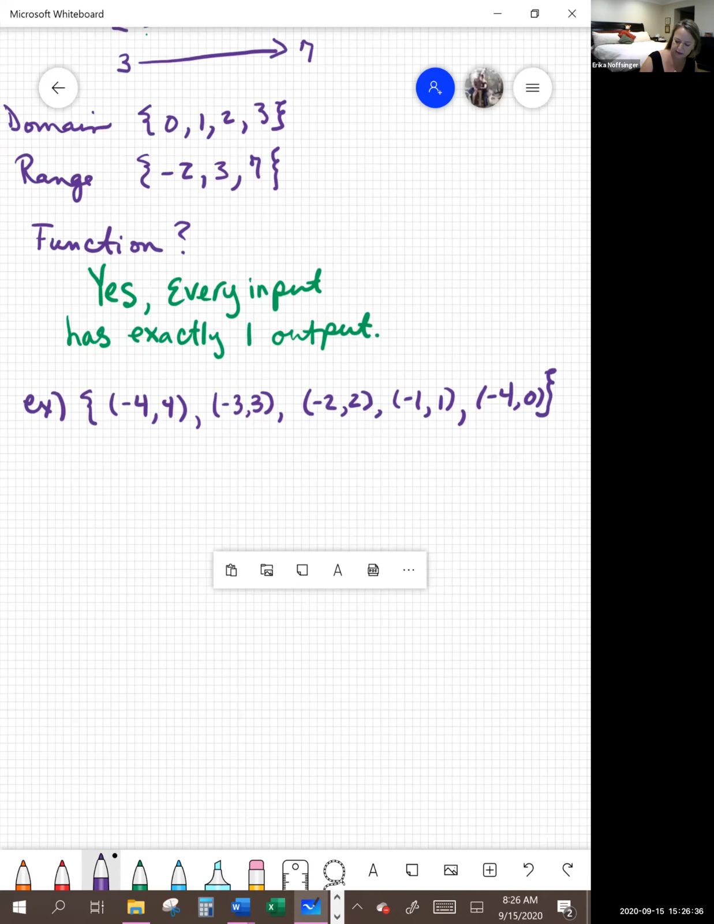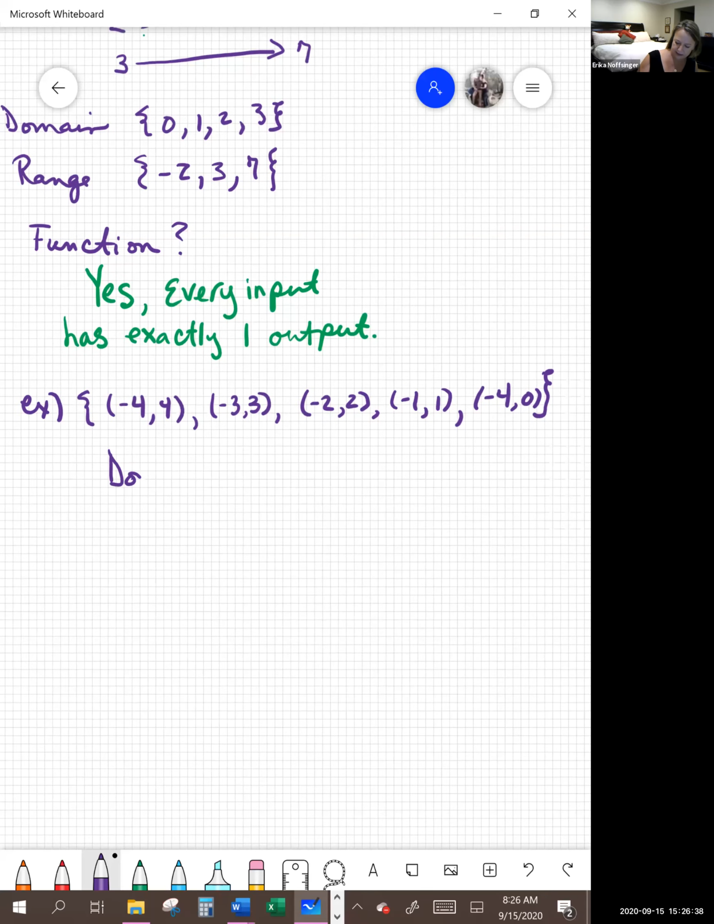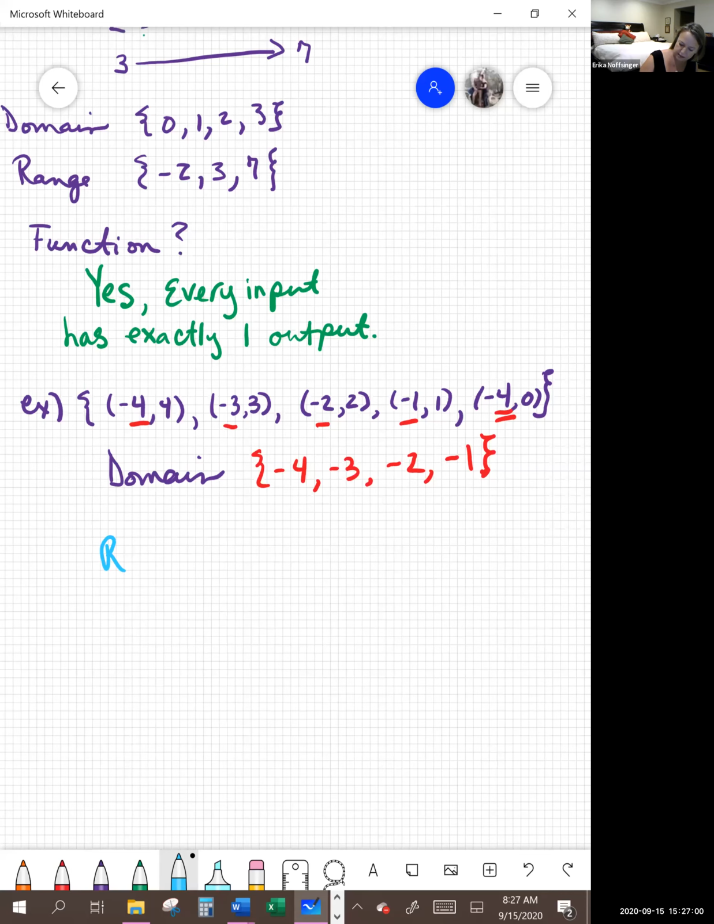Our domain, those are all our x values. I got -4, I got -3, I have -2, I have -1, I have -4 again. I don't have to write that twice. And then my range, I have my y values of 4, 3, 2, 1, and 0.